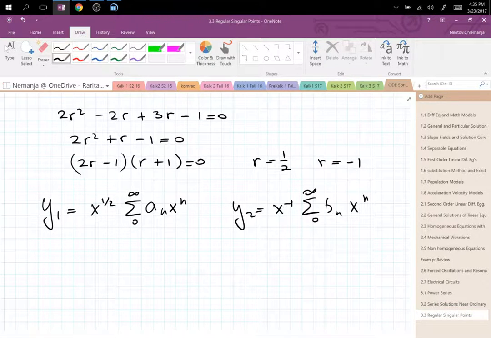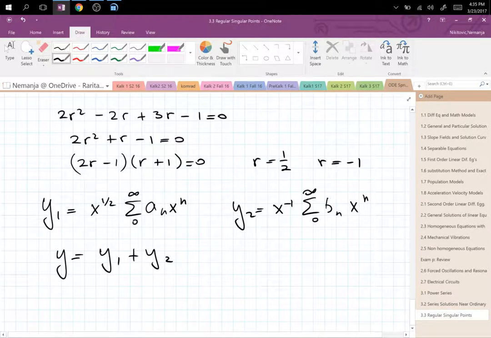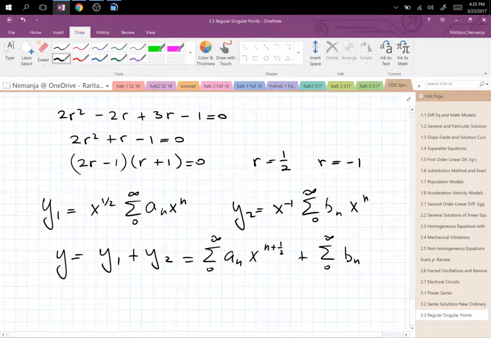Now, the overall solution is y equals y1 plus y2. We know that by superposition, so technically that's these two series put together. So an x to the n plus 1/2, and then plus the series from 0 to infinity of bn x to the n minus 1.